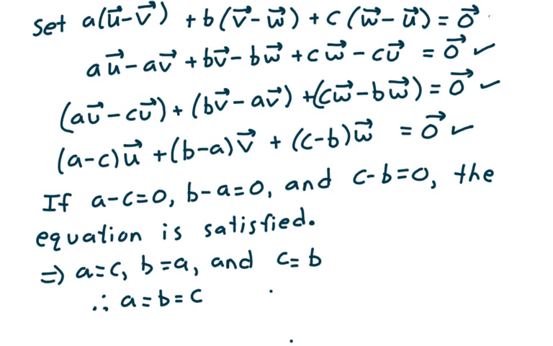Now notice, if a minus c equals 0, b minus a equals 0, and c minus b equals 0, this equation is satisfied, right? So that means a equals c, b equals a, and c equals b, right? So let me say that again. If a equals c, b equals a, and c equals b, this equation up here works. It's satisfied.